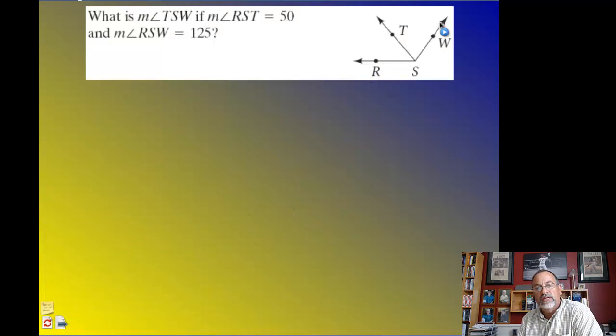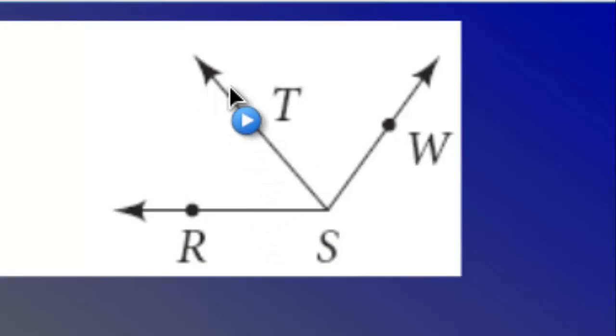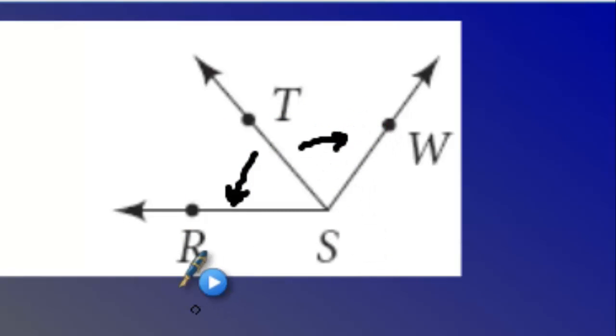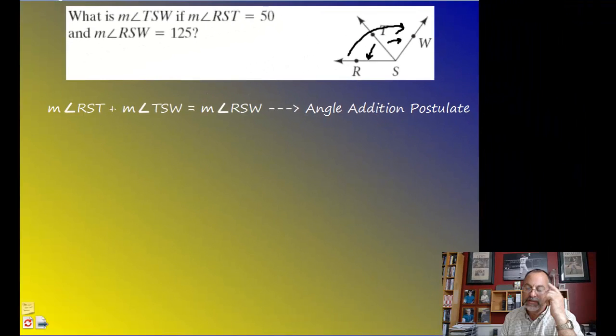As I look at this, anytime I see this figure, I want to think, oh, I know something about this figure. I know that because this ray is in between this large angle, RST, this angle here, plus TSW, this angle here, is going to equal this angle here. That's the geometry, that's understanding the relationship and then allowing me to write the mathematical expression because I know. And how do you know this is true? Because of the angle addition postulate.